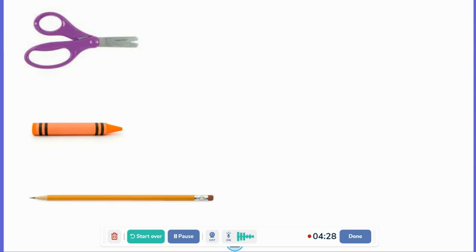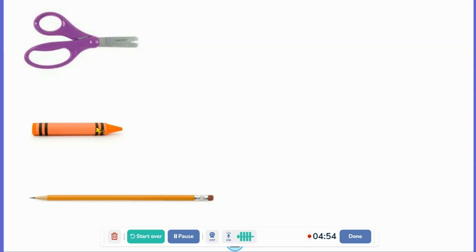Which object is the longest? Excellent, the pencil. And this one's really easy to see because it's a lot longer than the two other objects. What if I said which object is the shortest? This one's a little harder because the scissors and the crayons are closer in length. But excellent, the crayon is the shortest.